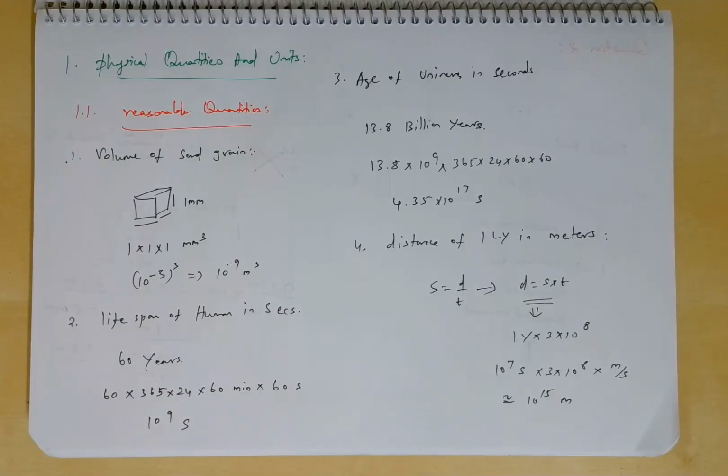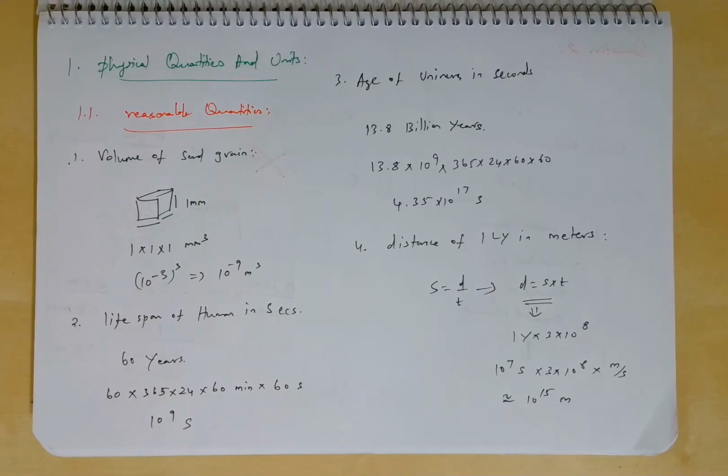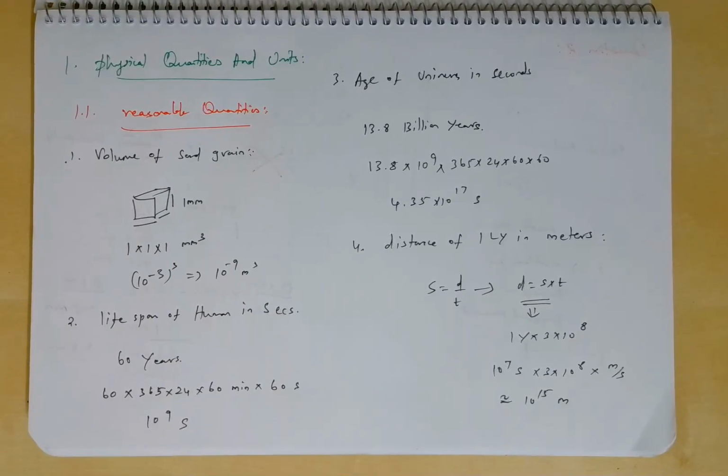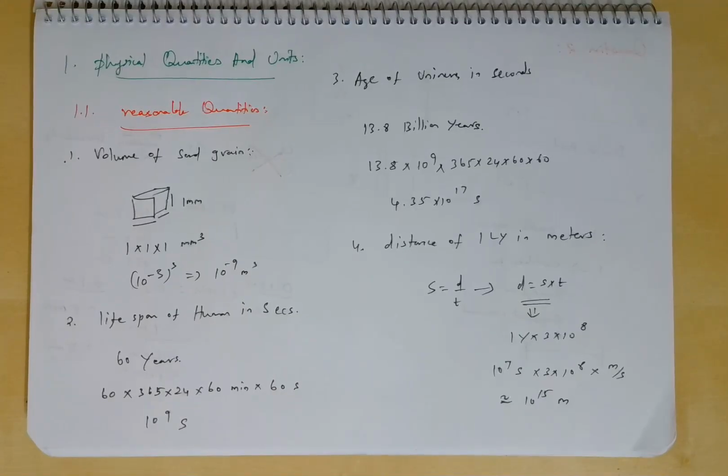Here is another one. Distance between Earth and the Sun in meters. We know that light takes 8 minutes 20 seconds to travel from Earth to Sun. So you can just find what 8 minutes 20 seconds is in meters. Similar to light year, you can find light minute and then multiply by 8.2.